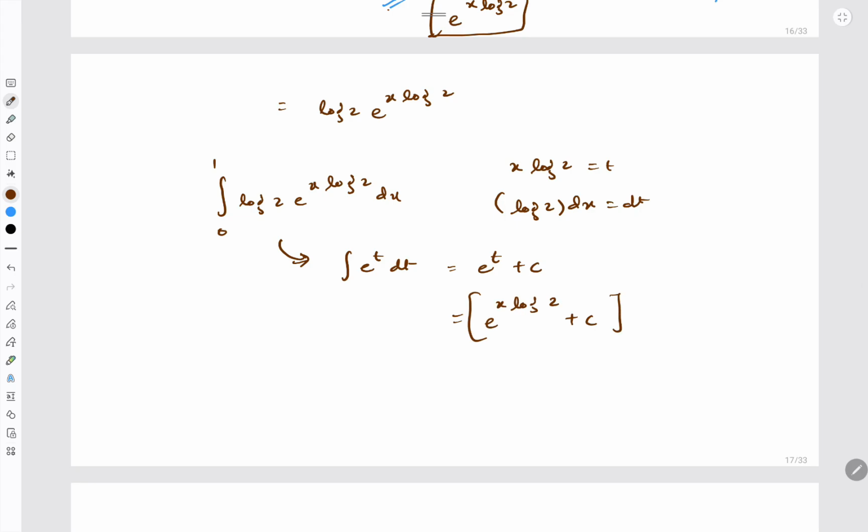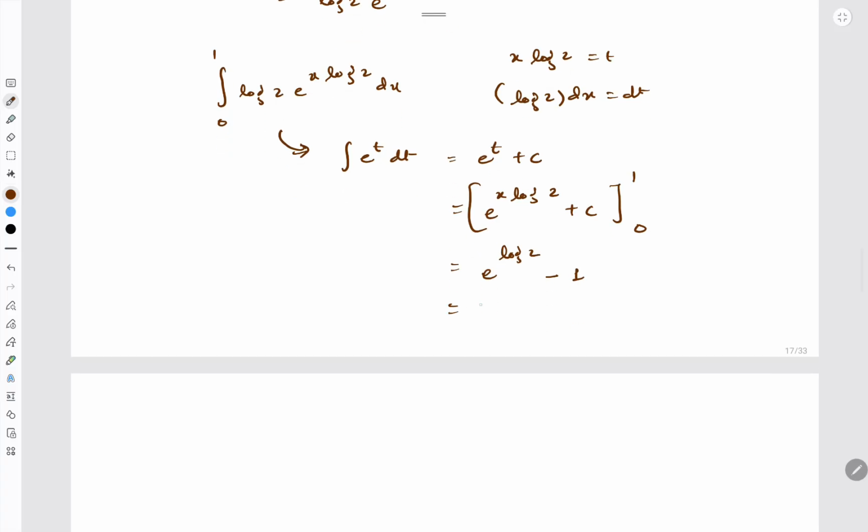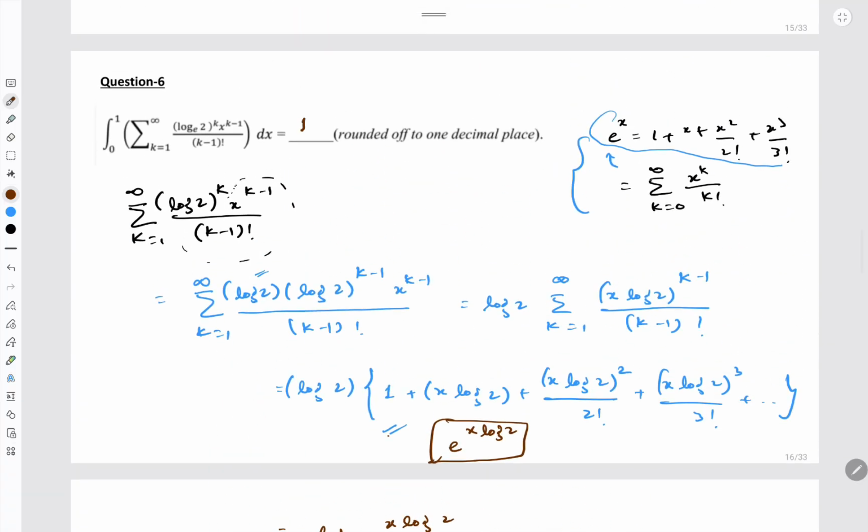And if I take the limit as 0 to 1, c will not matter, right? Because c is the same thing, so it will cancel out. e power log 2 minus e power 0. That is 1. And e power log 2 is nothing but 2, because e power log of any number is that number only. 2 minus 1 is equal to 1. So the answer to this question is 1.